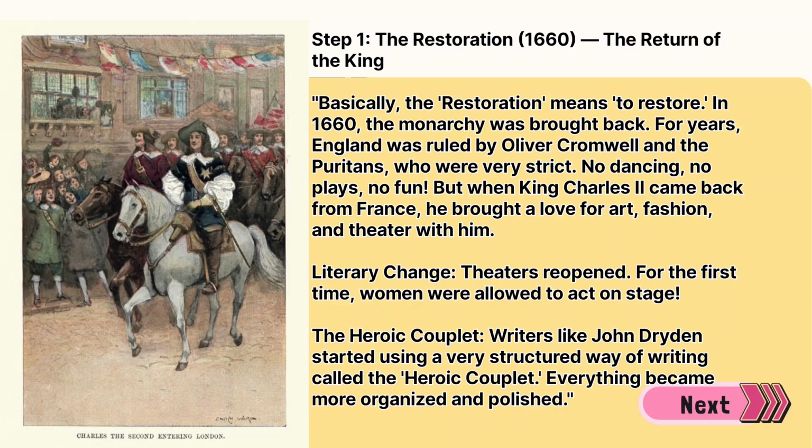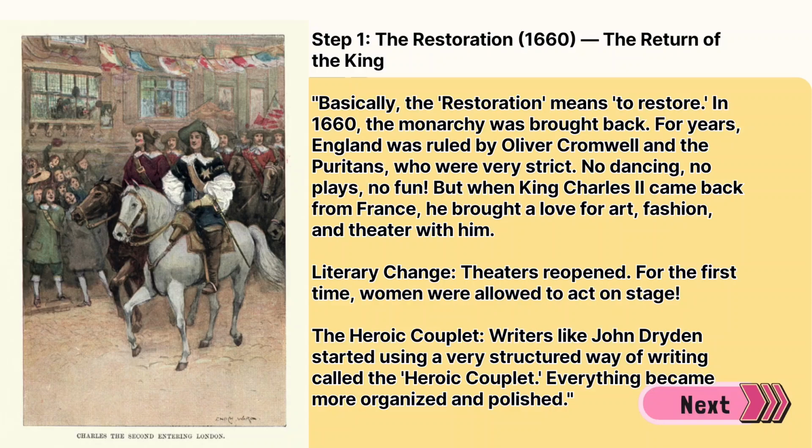Literary change. Theatres reopened. For the first time, women were allowed to act on stage. The heroic couplet. Writers like John Dryden started using a very structured way of writing called the heroic couplet. Everything became more organized and polished.